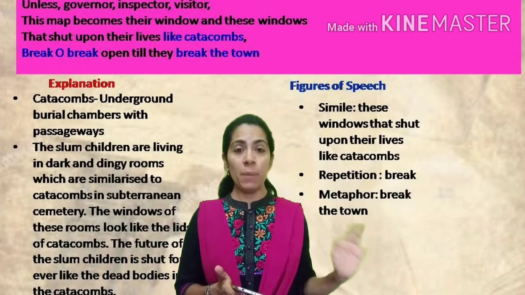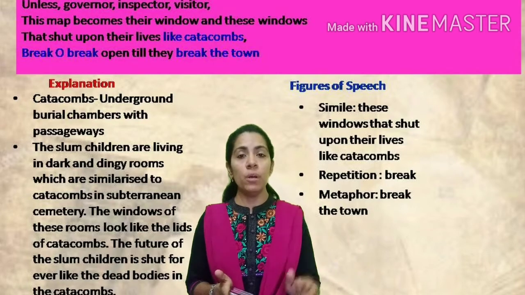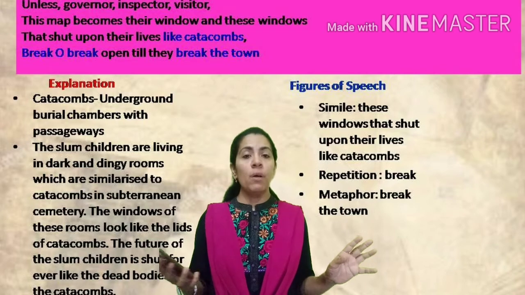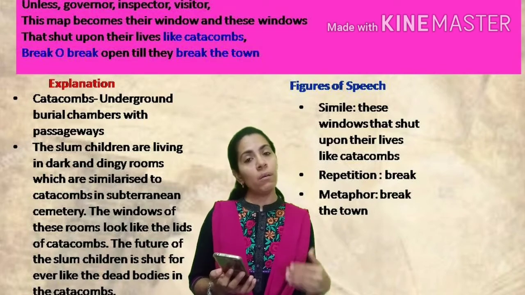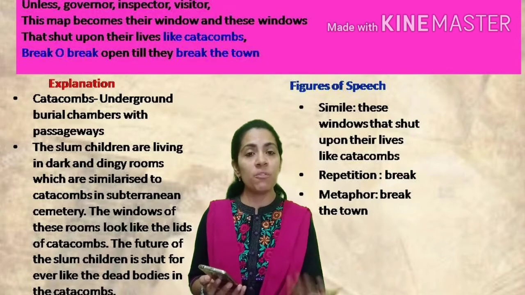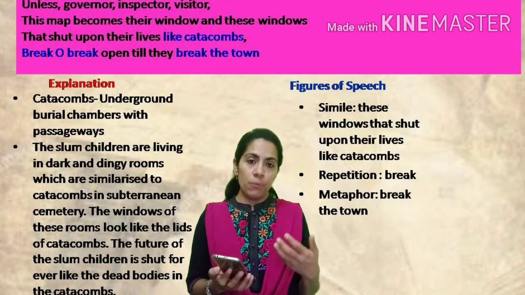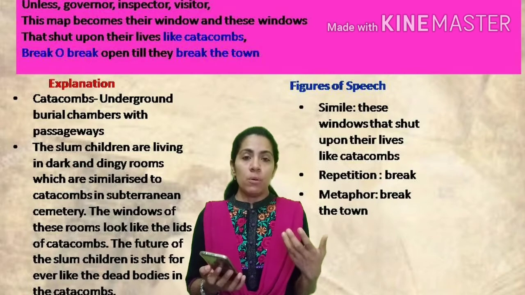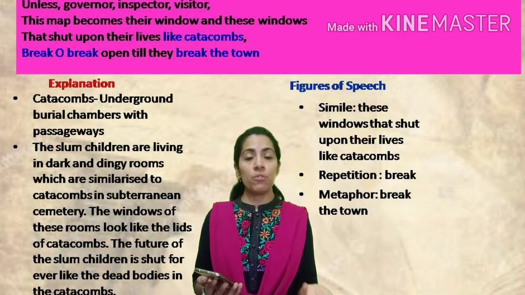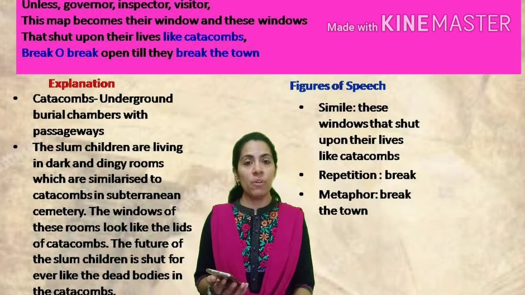Unless governor, inspector, visitor, this map becomes their window. Until this map becomes their window, that means the world is providing them opportunities. This world is open for them for exploration. They are given opportunities to go out in the world and to take a first hand experience of the world. They should be given a good quality education, free and compulsory education. He's talking about the social rights of these children.